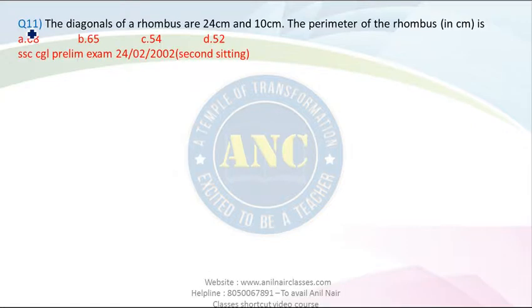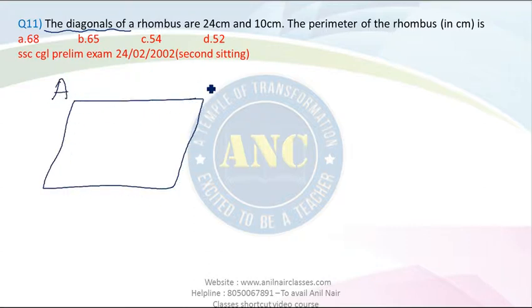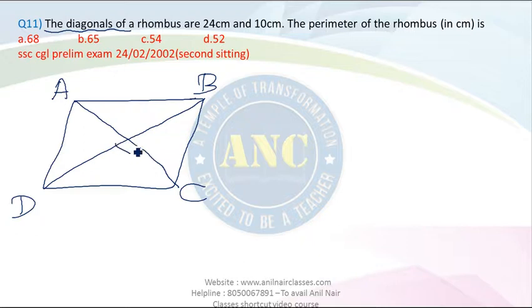Same logic, same similar kind of question is my 11th question. Diagonals of a rhombus are 24 and 10. Let me draw the rhombus ABCD. The diagonals are 24 and 10. First thing is diagonals bisect and they are perpendicular. That means 24 becomes 12 and 12, 10 becomes 5 and 5.